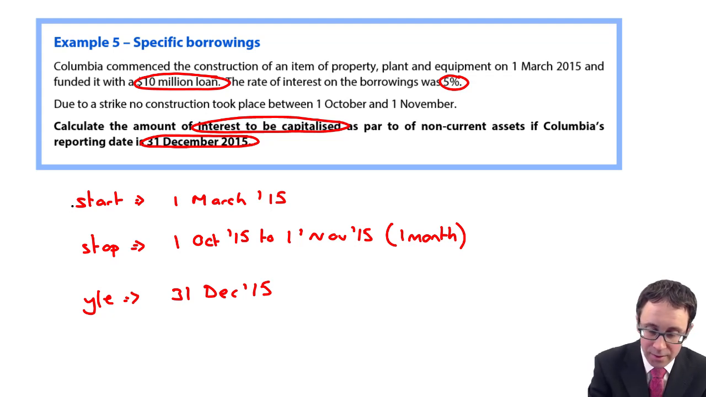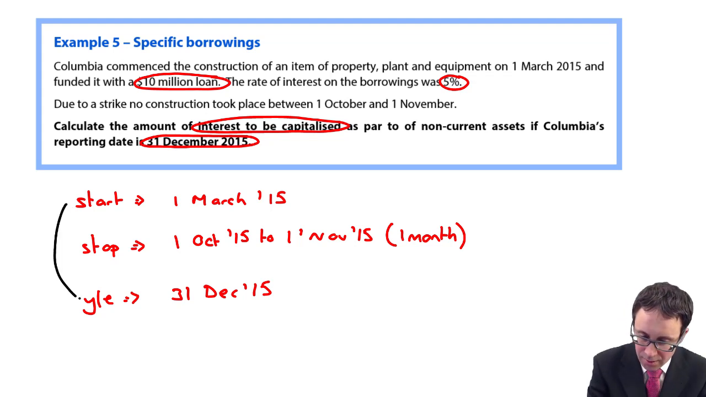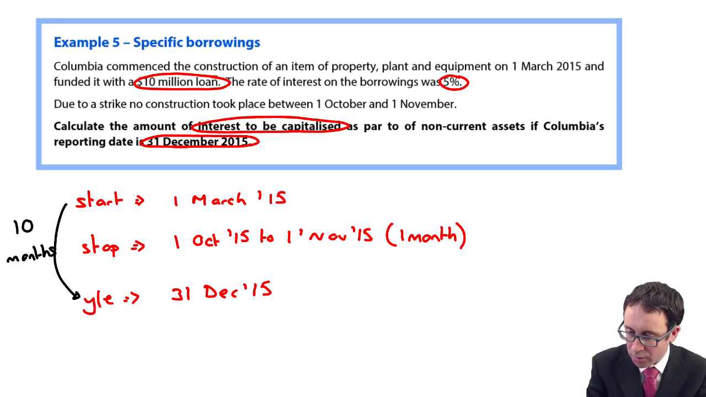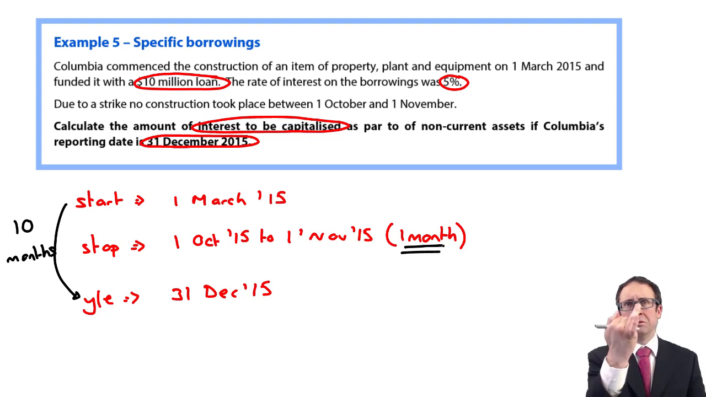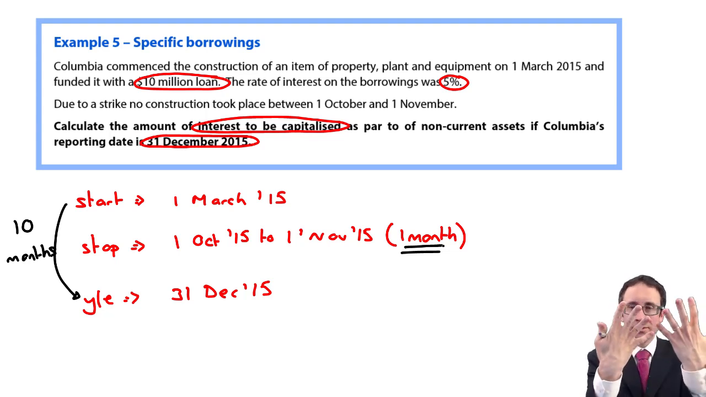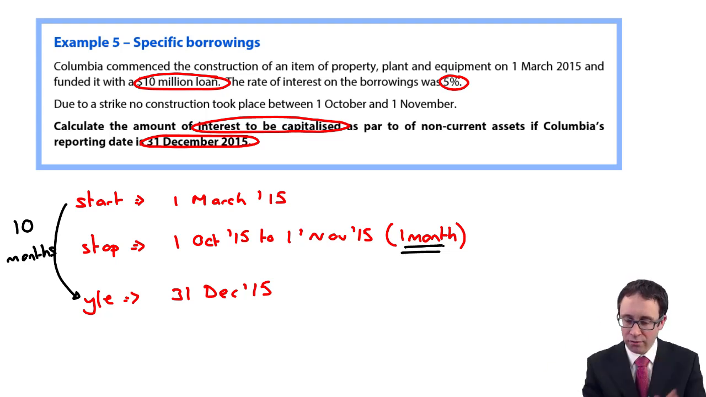Okay. No, careful. 10 months, isn't it? Okay. So from the start to the end of the year is 10 months, but there's 1 month which we do not capitalize for. Don't be afraid to use your hands. 1st of March, April, May, June, July, August, September, October, November, December. Okay, 10, of which 1 month disappears off.